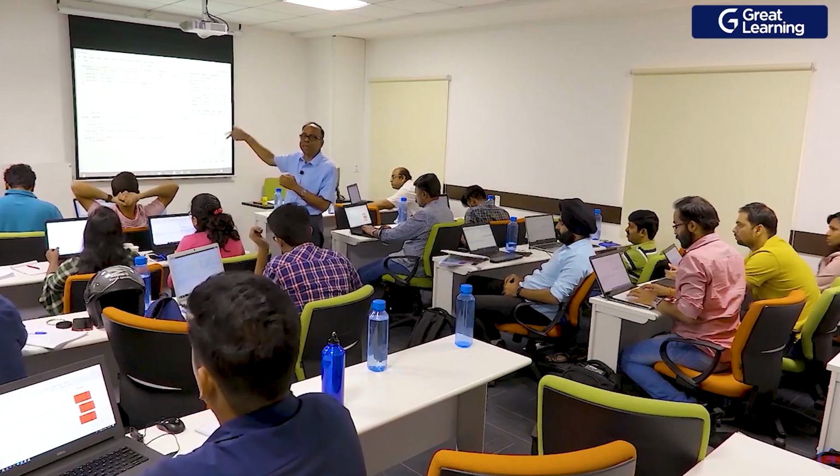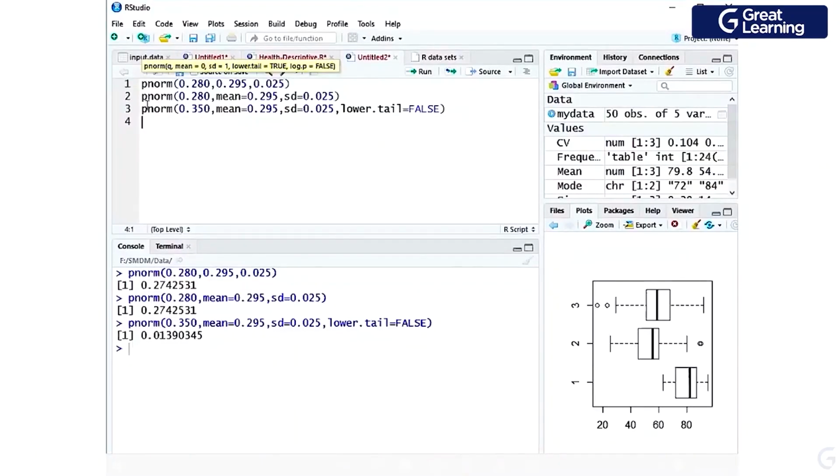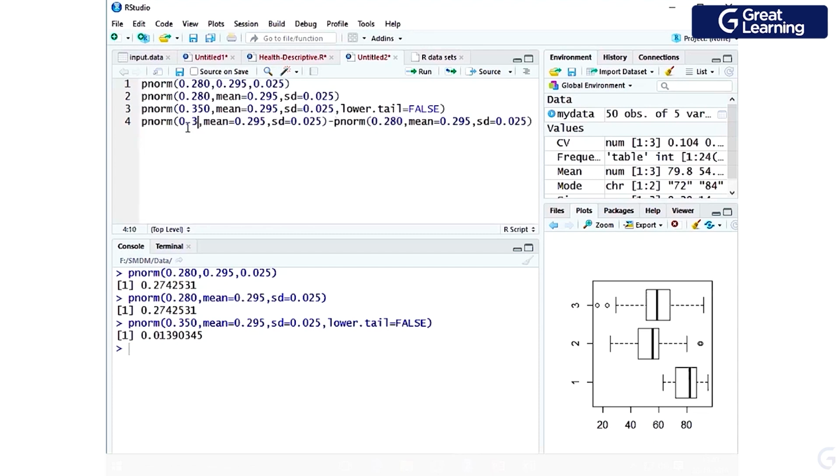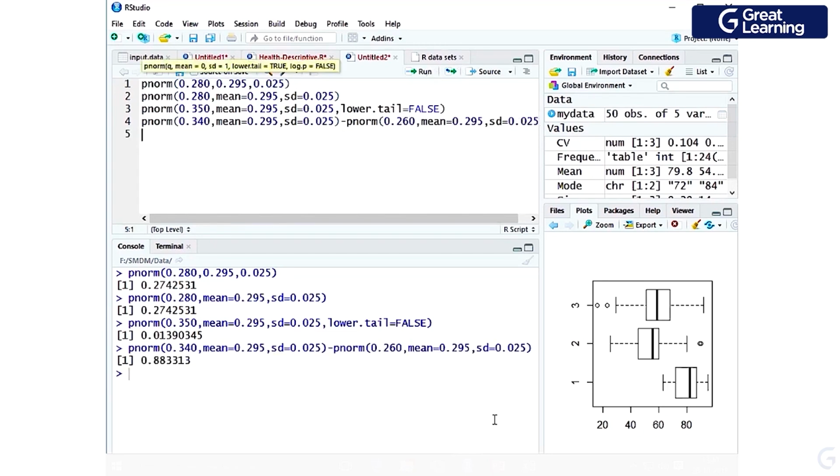Similarly, the other one, what will you do? pnorm is this. This is pnorm, 34260. 88.33% of the packs. Have you done that? The last one. Now a question comes. I will put a puzzle for you.